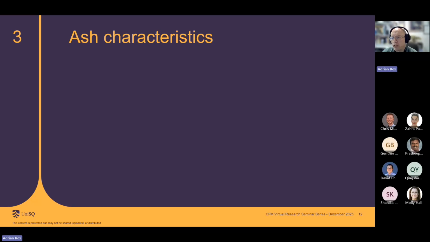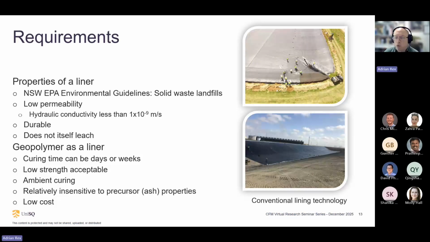We don't have a lot of choice with the ash that we're using. It is what it is. Unlike previous work on geopolymers, we've got to make do with the ash that is there, the particle size distribution and the chemistry. We do have advantages, though, over traditional geopolymers. The curing time, we're not concerned about early curing. We can cure the geopolymer over days or weeks.